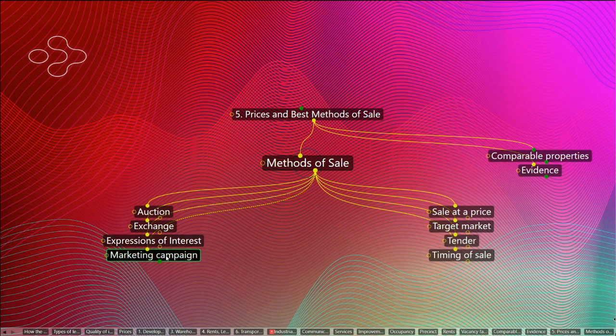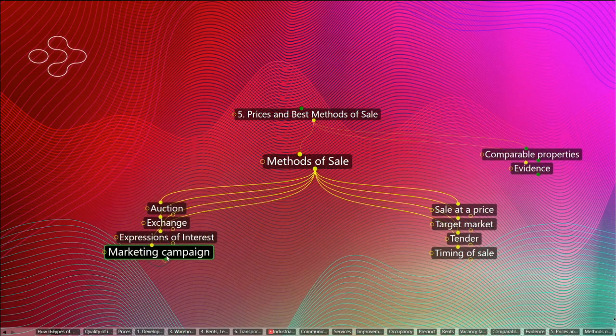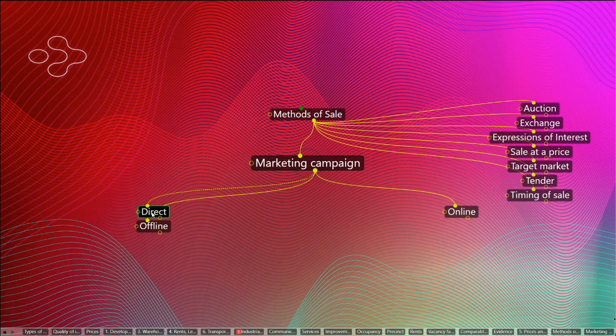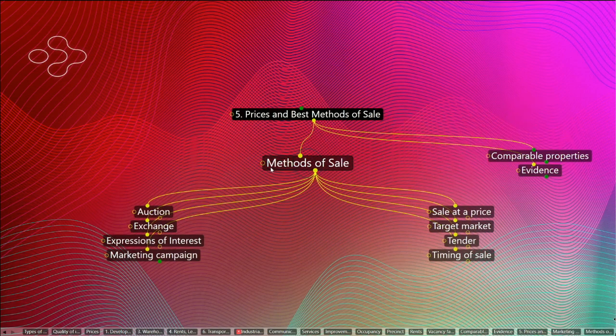Also, you need to consider the marketing campaign that could apply to the methods of sale. The marketing campaigns could be of 3 different types. You'll have choices that will be gold, silver or bronze. And in the marketing campaign, you'll need to think about direct marketing, offline marketing and online marketing. Let's go back to methods of sale. A sale at a price is one particular method that you need to think about. A sale at a price would be advertising the property at a particular price that you know is reasonable for the property in its location, driven by comparable evidence, which I mentioned earlier. Also, you should be determining the target market that applies to the asset so that you target the advertising correctly.